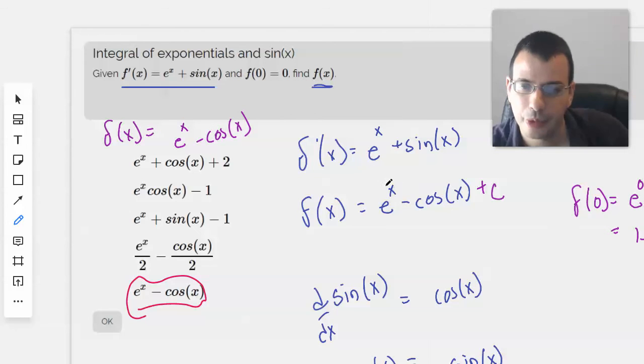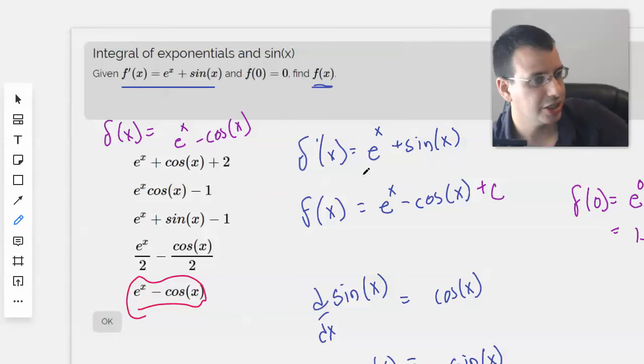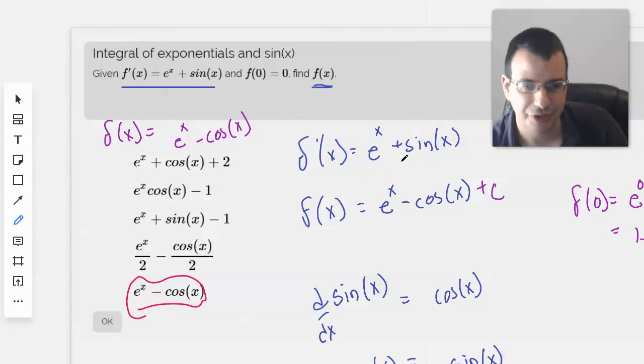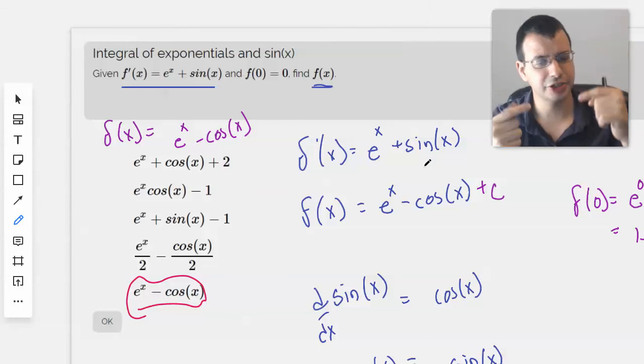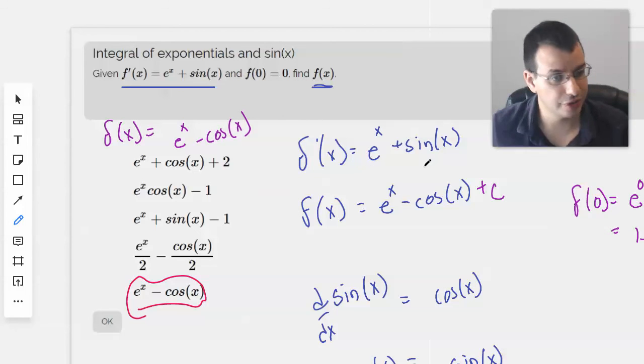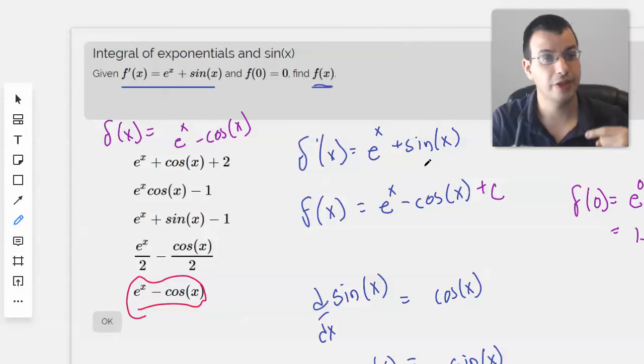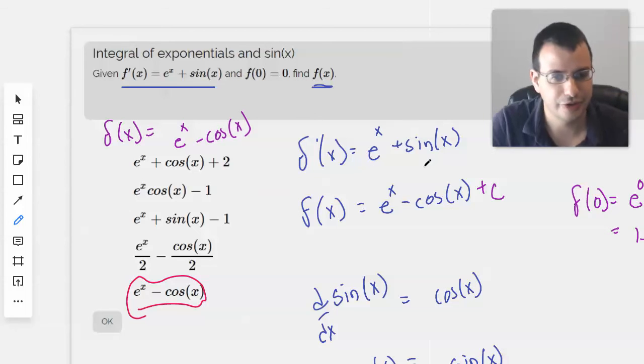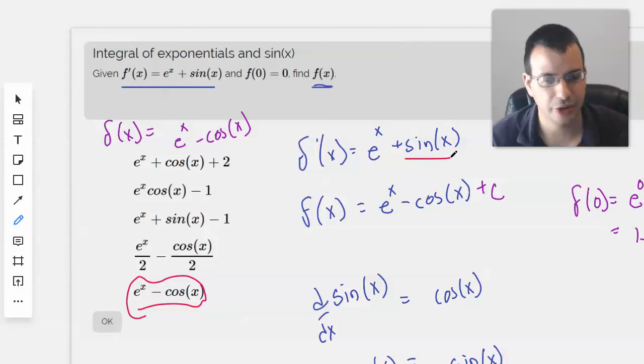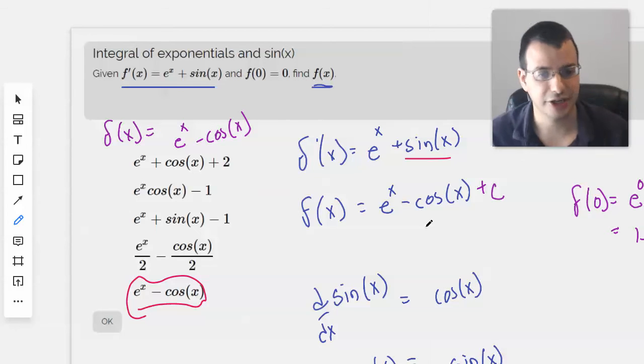E to the x, pretty simple integral, just e to the x. Have to be careful when you're doing trigonometrics, sine of x, cosine of x, because they're opposite of what you do for derivatives. Most of that's just memorizing, or you can work through and find out, okay, this is what the opposite of the derivative was. In this case, we had to know that the integral of sine of x is negative cosine of x.